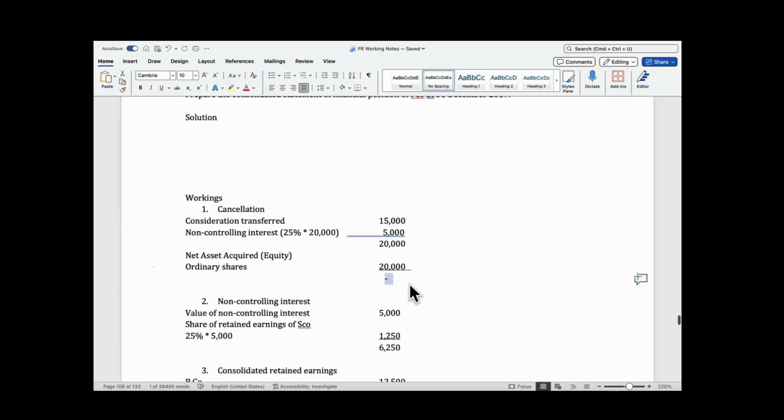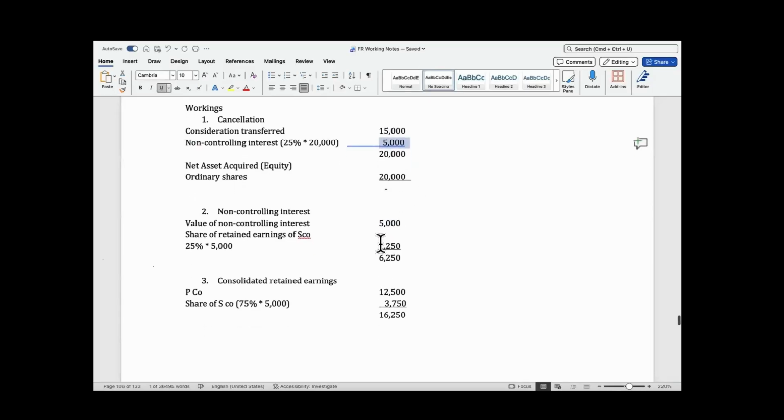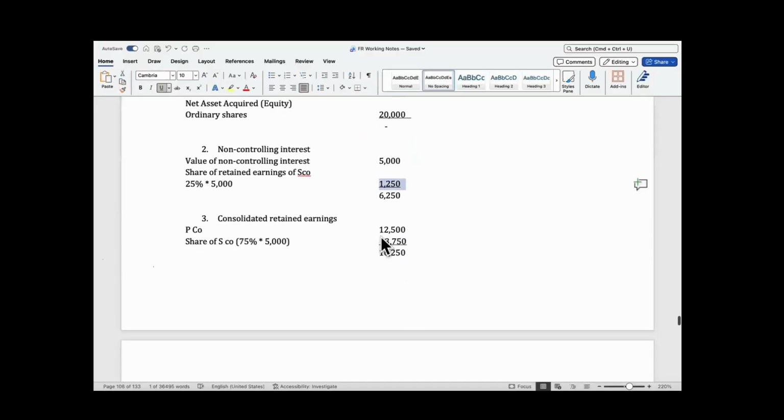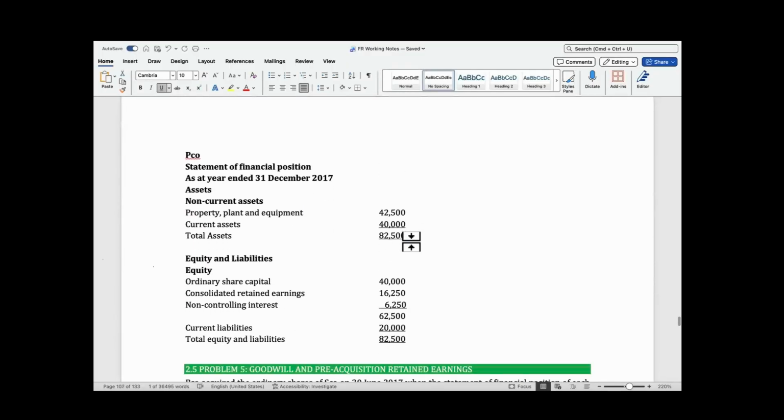So this is 0. Then, since NCI is not cancelled, it is 5,000 from what I've gotten here. I can simply pick the value here. Then he shares in the retained earnings of the subsidiary. Then we get the balance. That's all I've done. Then I consolidate.